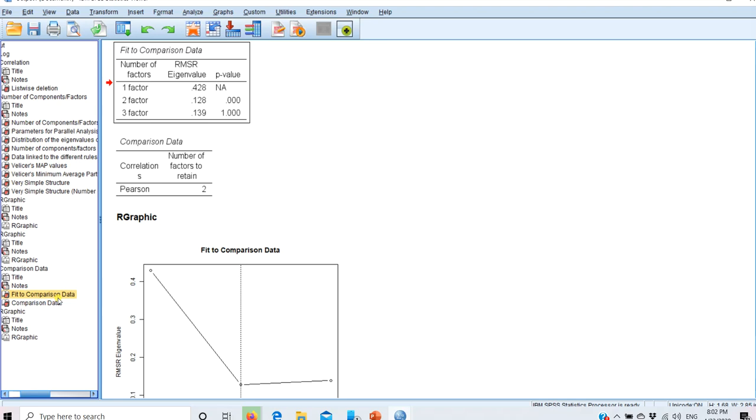In the next lecture, I will cover the whole factor analysis procedure, how to do factor analysis using SPSS.